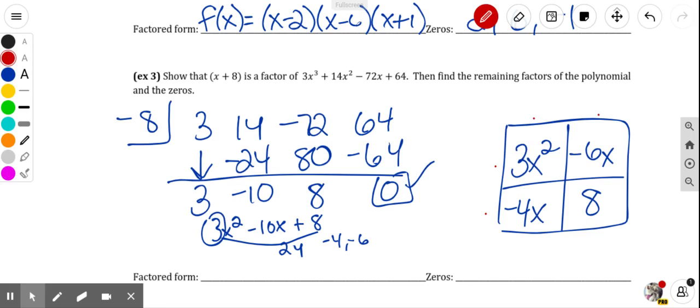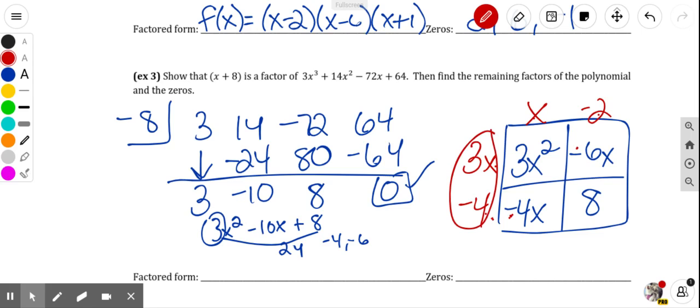You pay attention to the box that's closest to the dots, and that determines the sign of the GCF that you're going to write. So 3x squared and negative 4x, the GCF is going to be positive x. Negative 6x and 8 is going to be 2, but since this one's negative, it's negative 2 that we write. 3x squared and negative 6x is 3x. Negative 4x and 8 is going to be negative 4. Again, negative because this one's negative and it's closest to it.